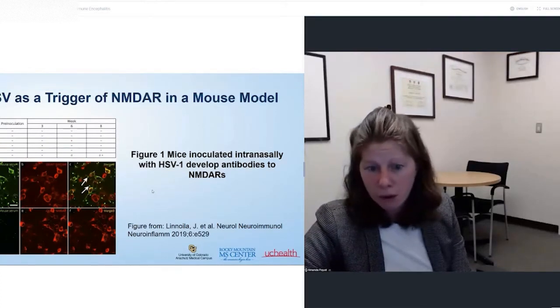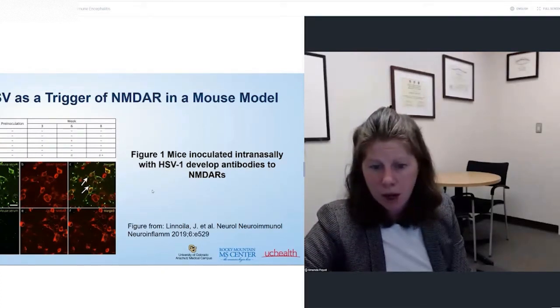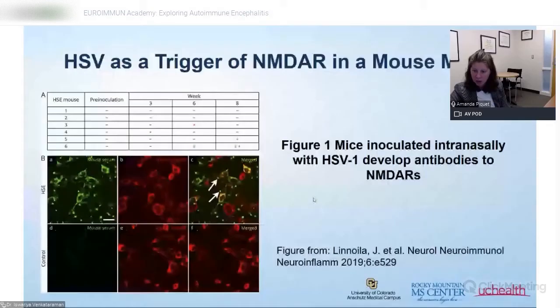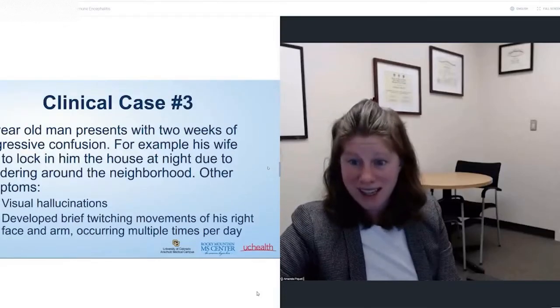And furthermore, this syndrome has been well characterized now, and recognizing this clinical syndrome has led to the development of a mouse model in which mice were inoculated intranasally with HSV-1 and subsequently developed antibodies to NMDA receptors. So this is a perfect example of taking what we learn in the clinic back to the bench. Moving on to the next case.